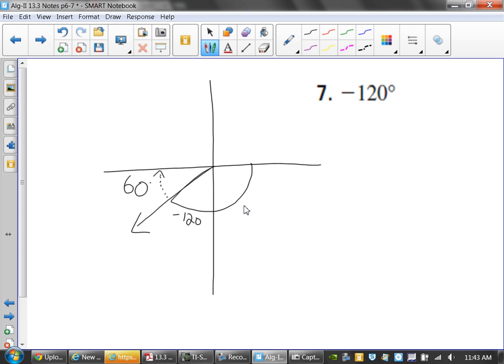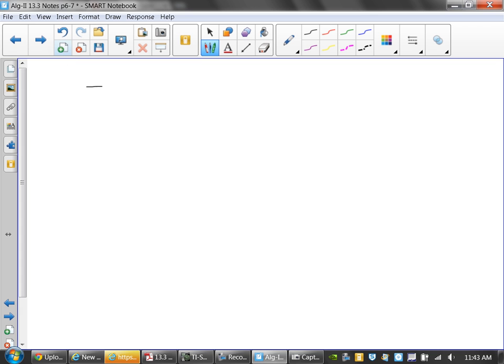Same thing goes for negative radians. If it's negative 11 pi over 4, I'm going the other direction, but I also have to figure out which quadrant I'm going to wind up in. So if you remember from yesterday when we did some of these drawings, or 2 days ago, how many times does 4 go into 11?